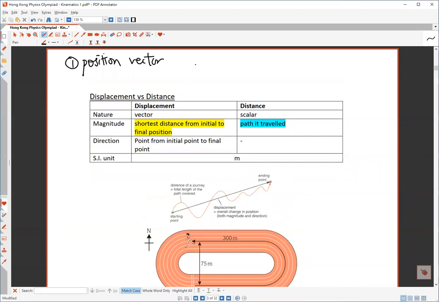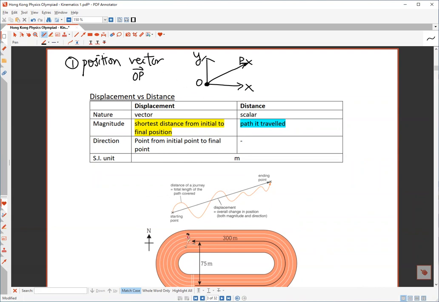So what does the position vector mean? Let's say this is the coordinate system, and this is the origin of the coordinate. And then let's say this is a point, and at this point there's a particle. The position vector is a vector pointing from the origin to that point. So let's say this is point O, this is point P. The position vector is labeled as OP.